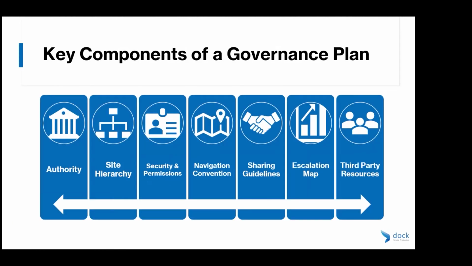So basically because of that, there are about 7 key components to a governance plan. So first of all, you need to think about authority. So what are site owners allowed to do? Next up, you need to think about site hierarchy. So again, thinking about whether it's horizontal or vertical. Next, you need to do security and permissions. So what are people allowed to do? What are they not allowed to do?